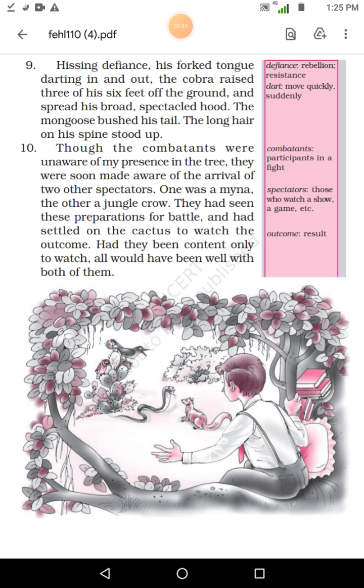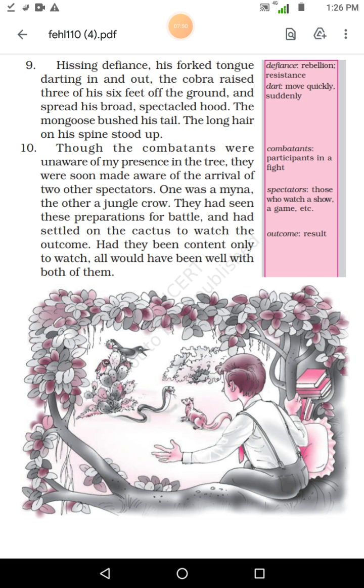They had seen these preparations for battle and had settled on the cactus. They are now settled in the cactus to watch the outcome. So where did they sit? Are you able to see the cactus tree, children, behind?